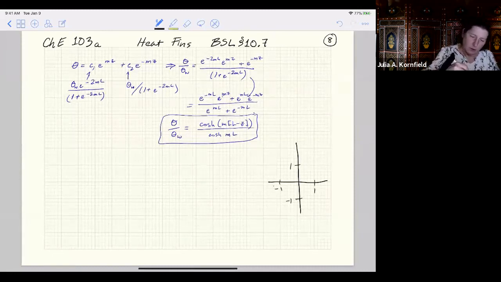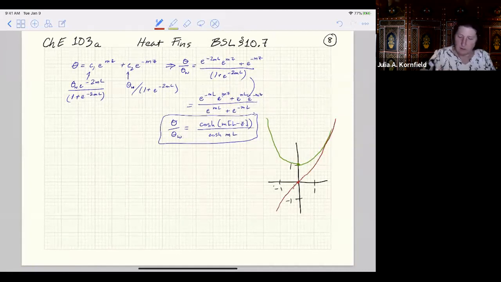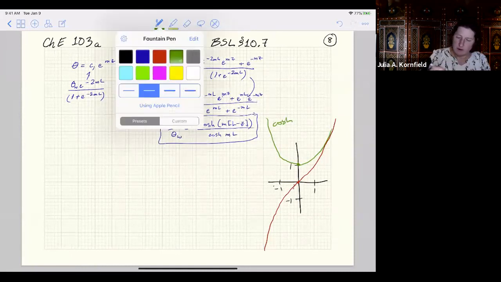Okay, so suppose we have cosh. It starts out at 1, and then it goes up just a little. And we have sinh, and it is 0, crosses 0, has a slope of 1, and then comes and hugs this one up there and looks kind of anti-symmetric down there. So here we have cosh, and here we have sinh.